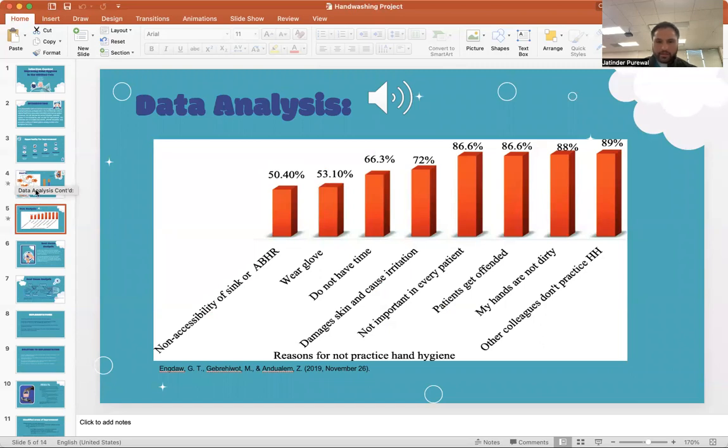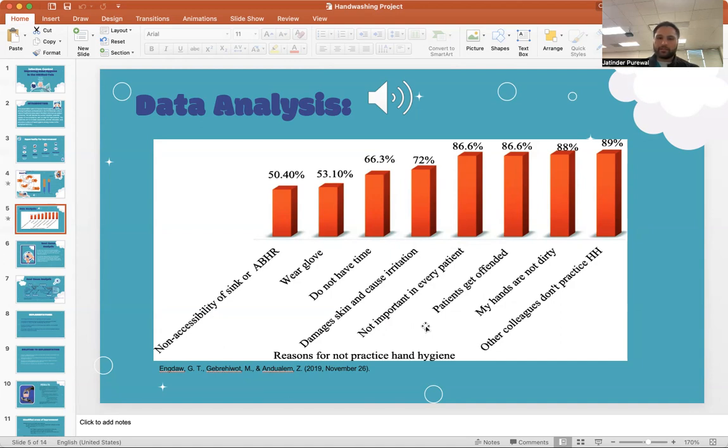And here's what it says: the nurses didn't have any access to the sink, and 53% didn't wash their hands, they just wore gloves. 66% said they did not have any time. 72% didn't want to use any of the hand sanitizer or wash their hands frequently because it damages their skin or causes skin irritation.